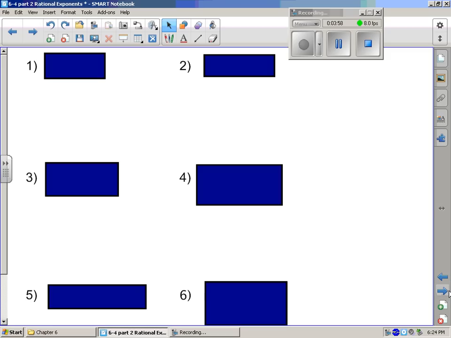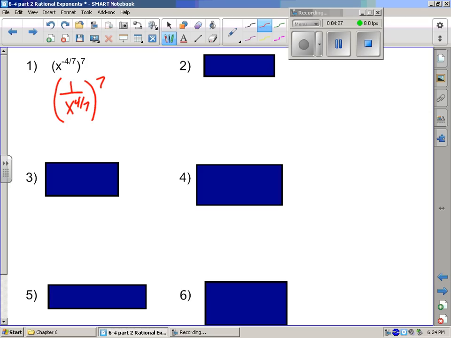All right, now for the more challenging ones. You need to remember all those exponent rules that we've talked about, and it's important to remember that some of us are going to want to simplify some things in a different order, and that doesn't necessarily mean we're wrong. Like, I don't like negative exponents. So I want to take care of that first. So that x to the negative 4/7, I'm going to change that to 1 over x to the 4/7. And then all of that is still to the 7th power.